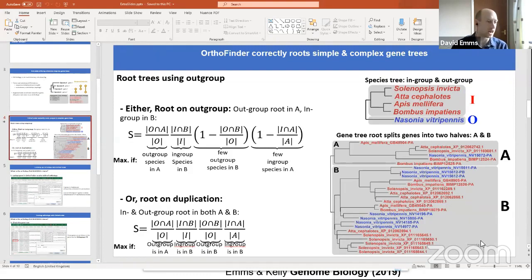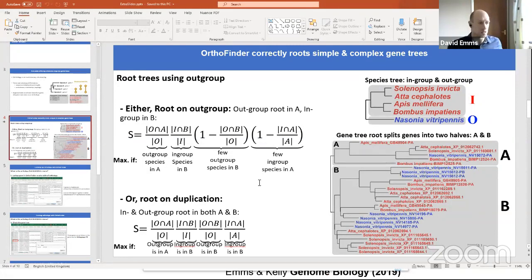So we have this algorithm, which basically, there are two possible ways you can root a tree. If it's a single outgroup, then you need to root it on the outgroup. Or if it's a gene duplication event, you want to root it on the branch which separates those two gene duplicates. And basically you can work out an analogous score for both of those situations for every single branch in the gene tree using the species tree. And you can work out which is the best possibility of all those cases. So this is the algorithm we use for that.